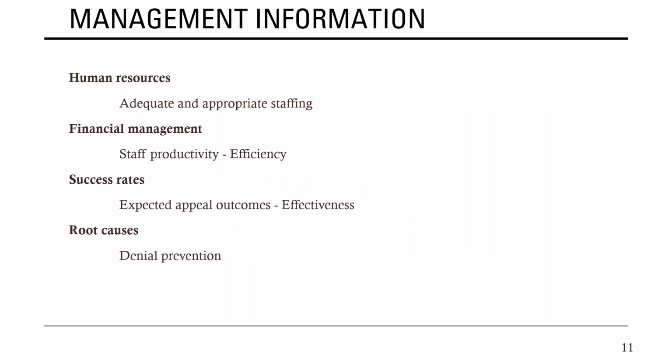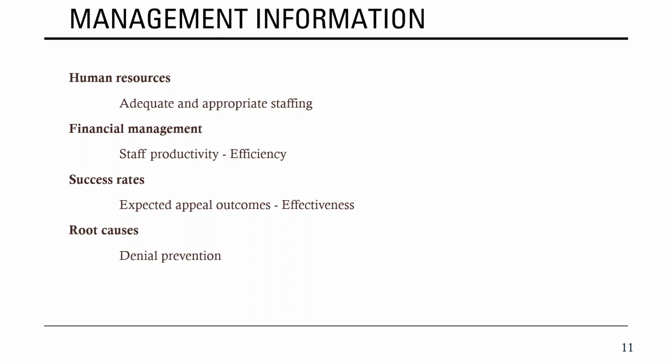Okay, so let's get into our dashboards now that we've talked about how to classify our data. I'm going to talk about 4 different dashboards. One is going to be human resources, so that's going to tell us whether or not we have adequate and appropriate staffing to get our appeal work done, to manage the number of denials that are coming in the door.